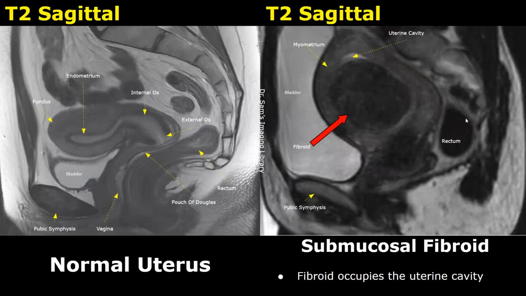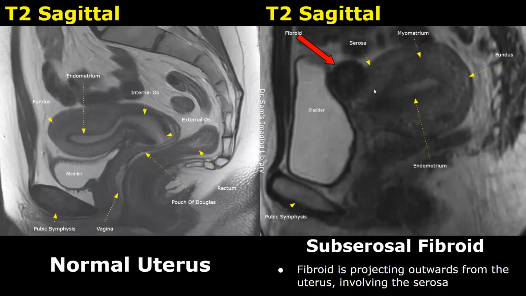This is a submucosal fibroid. This fibroid will occupy the uterine cavity. It will be found within the uterine cavity. A subserosal fibroid will grow outwards from the uterus and it will project outwards in this manner. This involves the outermost layer, that is the serosa.